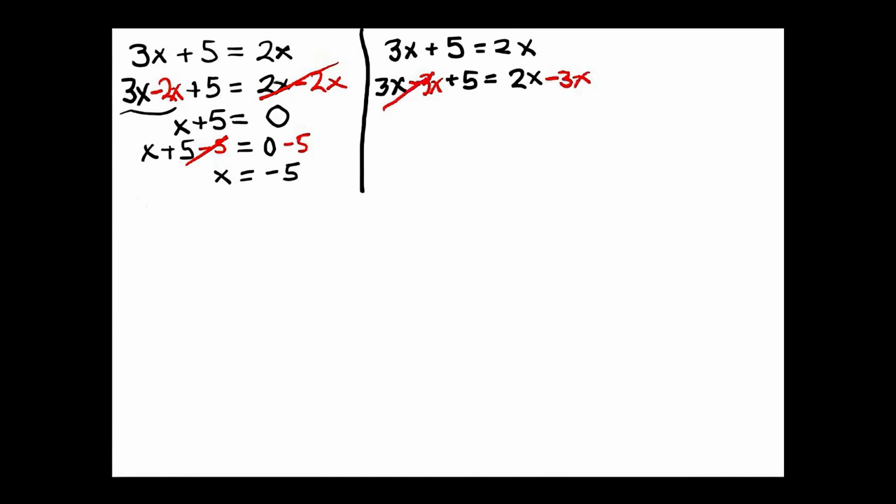Cancels on the left. And this time our side did not wipe out. We have a negative 1x there. Remember, you're not allowed to leave a negative x, so we're going to have to divide out that negative 1. That's our coefficient. To get negative 5 equals x. So you do get the same answer. Doesn't matter which one you get rid of.